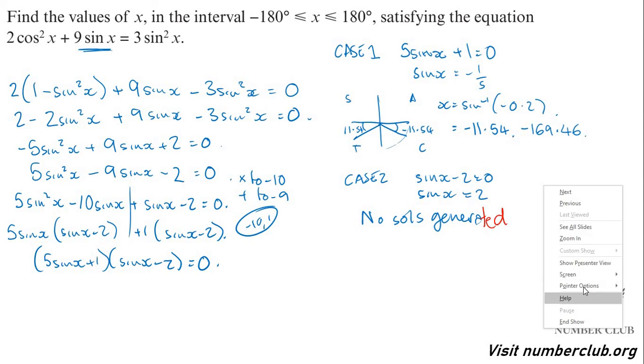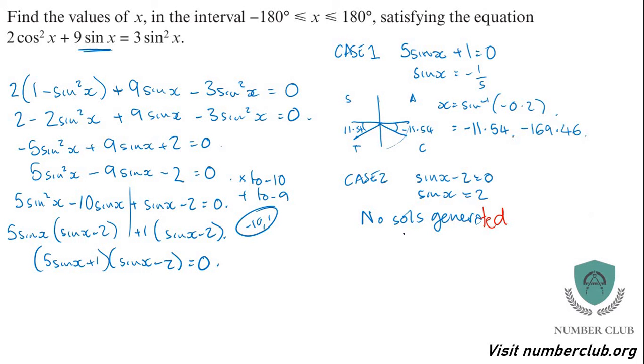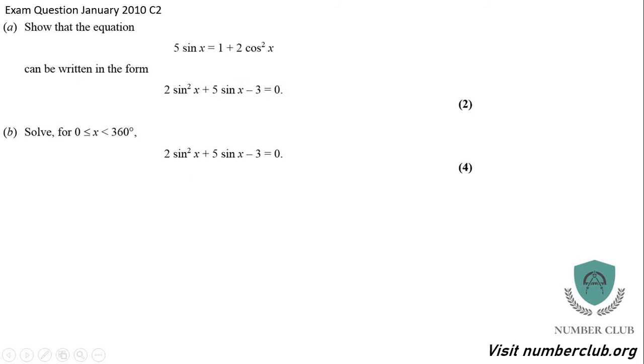And the reason that no solutions are generated is because the maximum for sine as a wave is 1, the minimum is negative 1. There's no value of x that you can plug in to make sine of that value equal to 2. It's impossible. Sine starts off like that, goes like that. It will never be up as high as 2, so no solution generated. Your final answer will be that x equals negative 11.54 and negative 169.46.